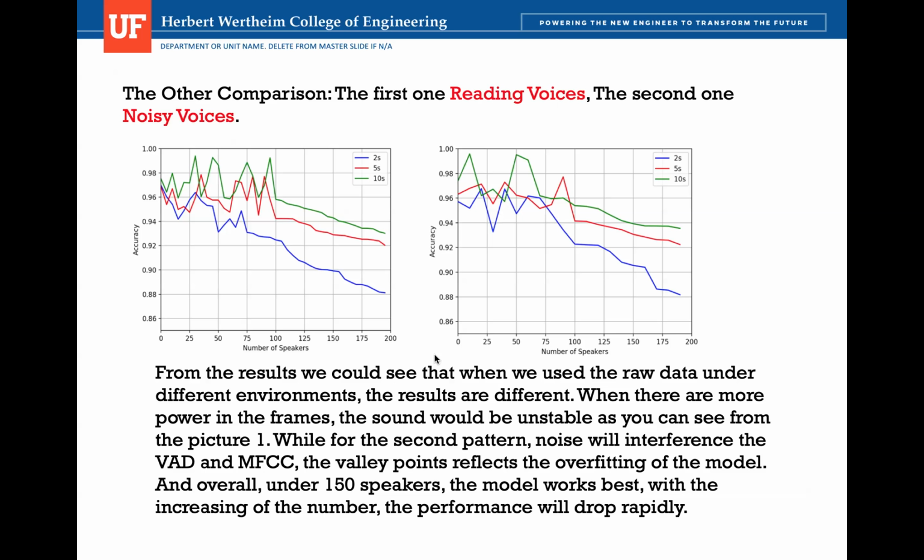So we can see there are many peaks and valleys inside the pictures. In the noisy voices, because some noise is out of the threshold, the VAD algorithm could be satisfied wrongly. So the result is that when there is more power in the frames, the sound will be unstable, as you can see from picture 1. For the second picture, noise will interfere with the VAD and MFCC functions. The valid points reflect the overfitting of the model. But overall, on the 115 speakers, the model works very well. With the increasing number, the performance will drop rapidly.